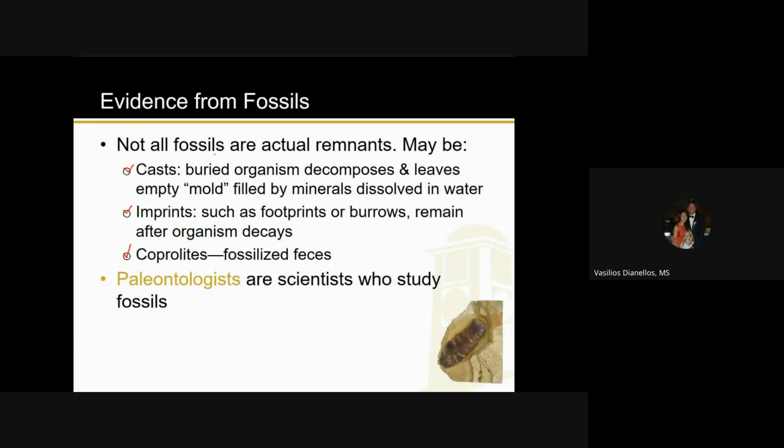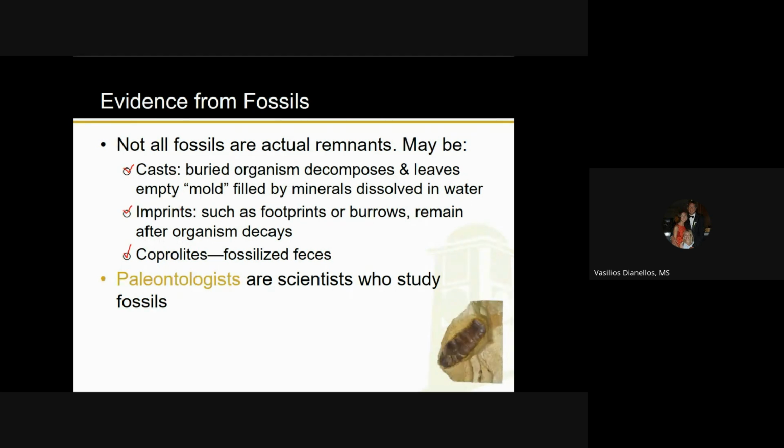But really quickly, a cast is a buried organism that has decomposed and left an empty mold filled by minerals or dissolved in water. So, for example, I've seen fossils that show early dinosaurs that have feathers. It's not that the feathers were fossilized. It's just that they left that mark in the rock. Those feathers, you could see them because of the cast, right?